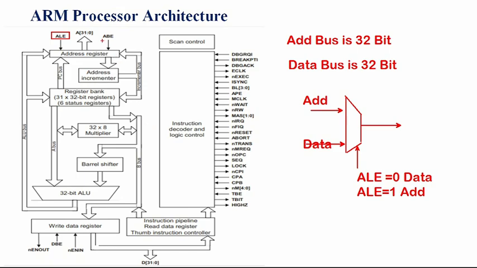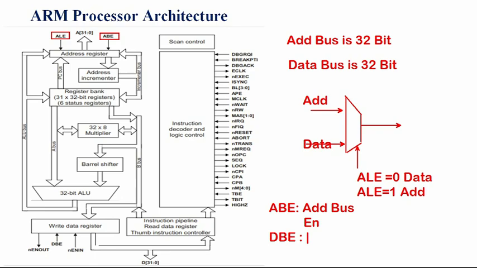One more small thing I want to tell. Something called ABE. ABE stands for address bus enable, so it is used to enable the address bus. Similarly, for the data bus we have DBE. DBE stands for data bus enable. By using these control signals, we are going to read the data, write the data, and transfer the data from processor to memory and memory to processor.